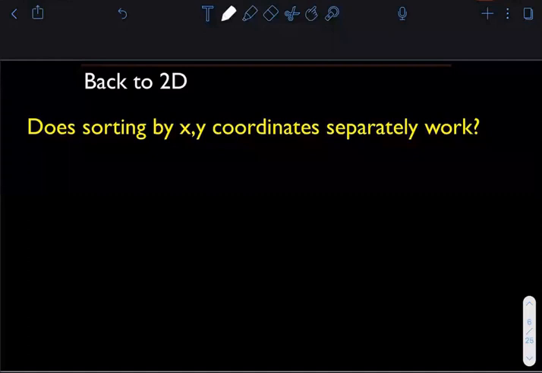Suppose that I have a point A here, and I have a point B, which are very close as far as the X coordinate is concerned, but they are very far away as far as the Y coordinate is concerned. This can happen, right? Whereas, let's say the actual closest pair of points is something like this. So this is A prime and this is B prime.